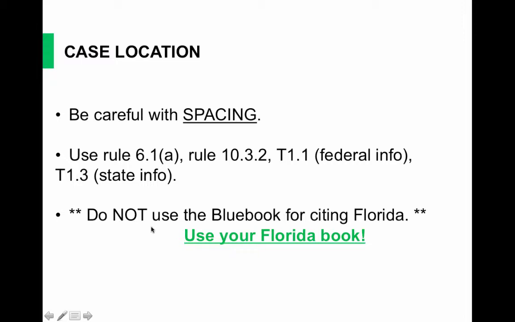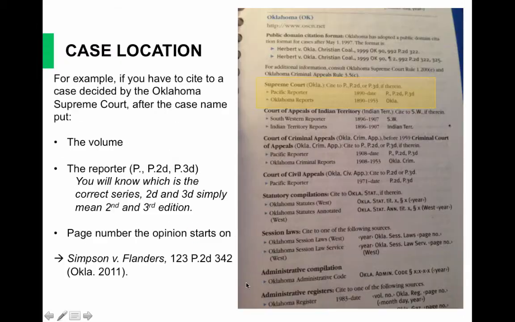One thing to note is when you're citing to a case that comes from Florida, use your Florida legal research book, not the Blue Book. This is an example, just taken out of the Blue Book. This is for Oklahoma. So if you needed to cite to a case decided by the Oklahoma Supreme Court, you would include the volume, the reporter, which would be one of these, and you would know when you're citing which one you have to use.